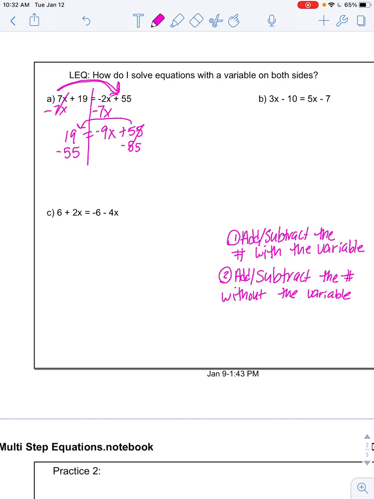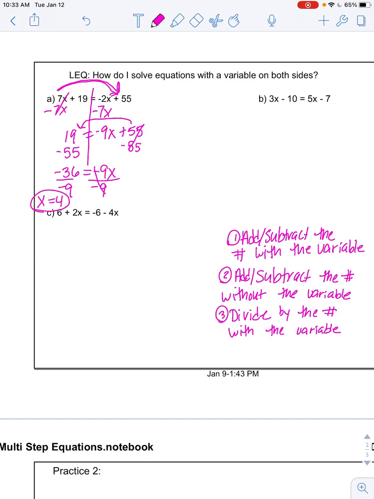So you can go ahead and do 19 minus 55, and that'll give you negative 36. And then just bring down your negative 9x. Okay, and then my last step here is to divide by the number with the variable. So divide by negative 9, divide by negative 9. So our answer is x equals 4.